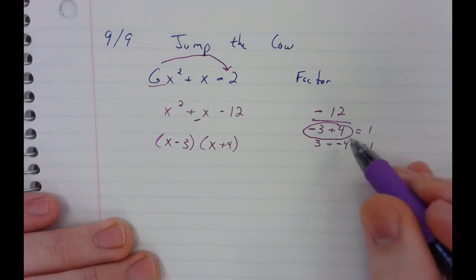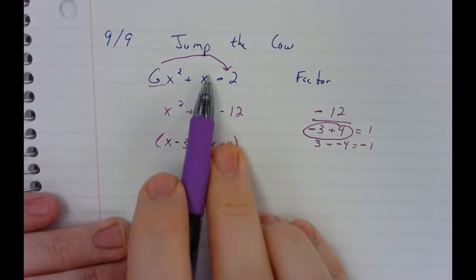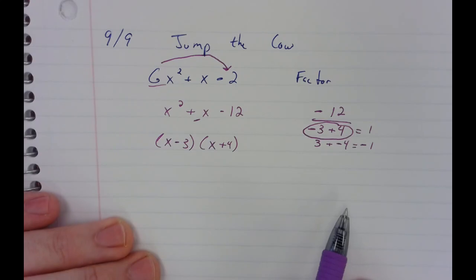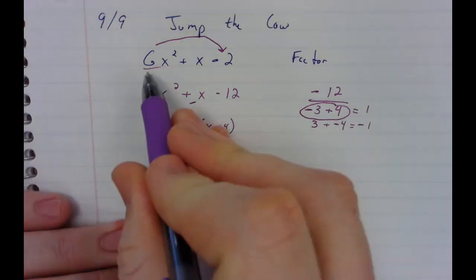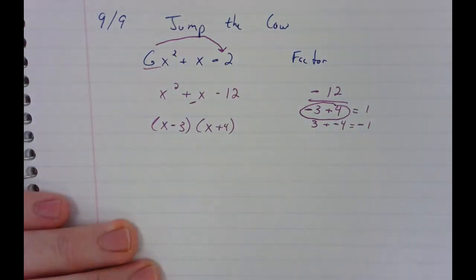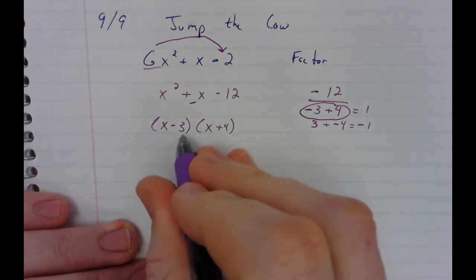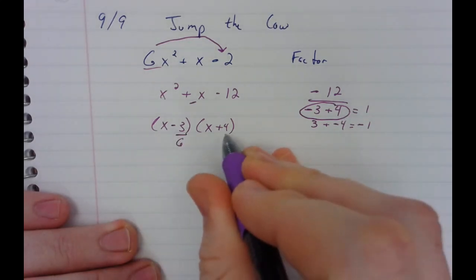So this right here is where we milk the cow. So first we jump the cow, then we've milked the cow. The only thing we have left to do is to quote-unquote slide under the cow. So here, we multiplied by 6 at the beginning, so we have to counteract that now in this step. So what I'm going to do is divide both of these by 6.